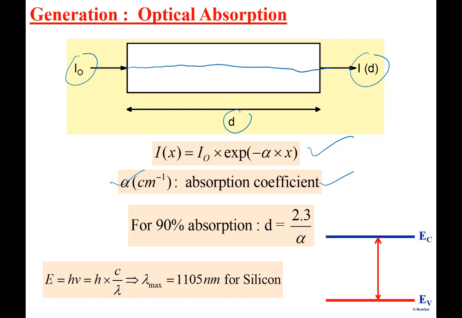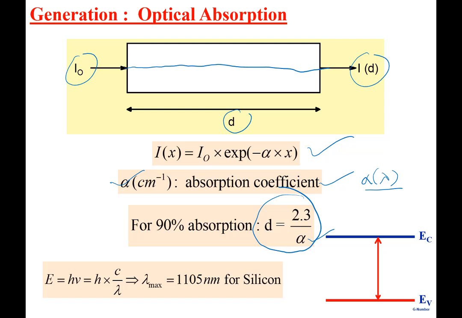The units are 1/centimeter. So for 90% absorption, because it's exponential, you require a thickness D equal to 2.3 divided by alpha, right? This is an important number. How thick a semiconductor do I need if I want to absorb most of it, 90% of it? Well, it's related to alpha. What is the absorption coefficient? It's a key parameter. And note that the absorption coefficient, as you will see, is a function of lambda. Different photons have different absorption coefficients. Okay, so I'll show you some data here.